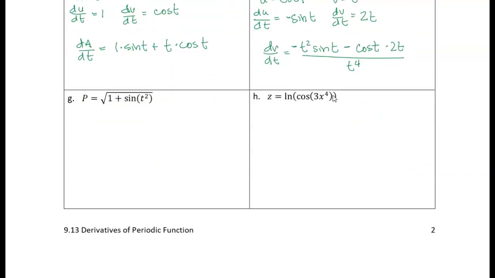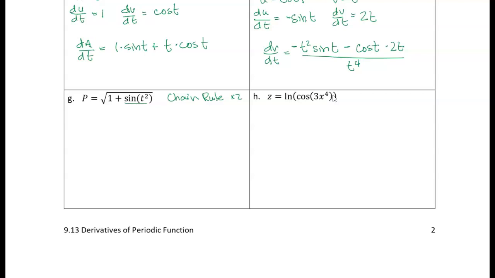These two examples involve chaining the chain rule. We're going to use the chain rule twice here. And the reason I say that is because I've got a square root function, which is the outside function, and the inside function is 1 plus sine t squared. And so we have another chain rule here because we have an outside function of sine and an inside function of t squared. So we're going to have to use the chain rule twice on this one.